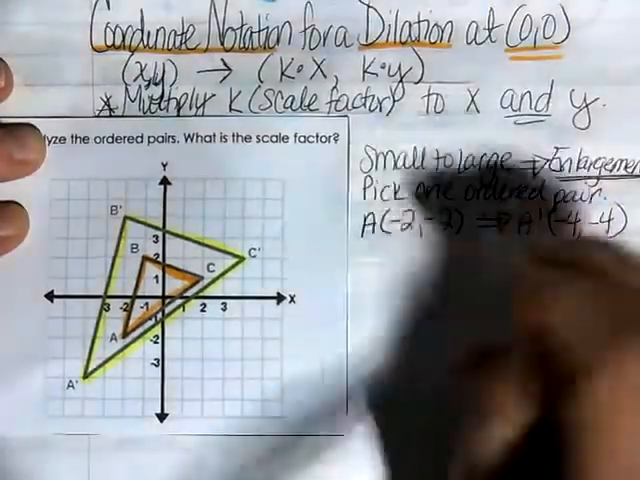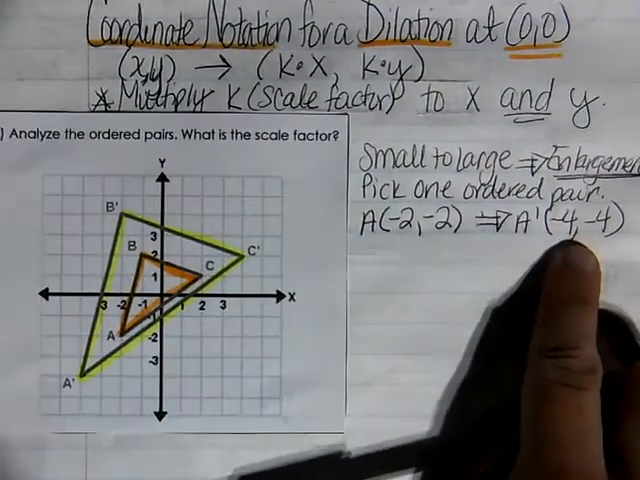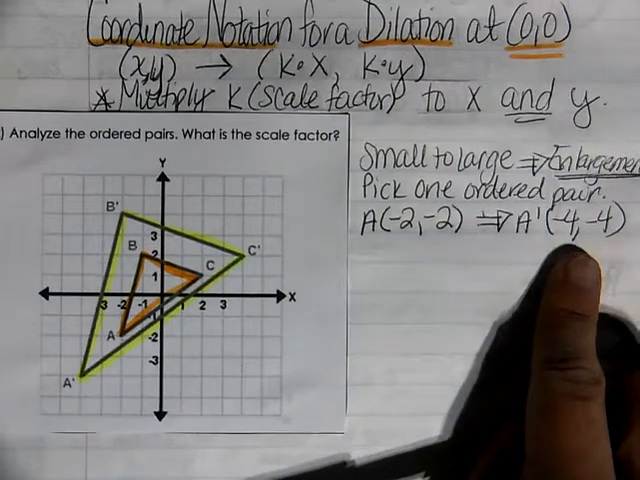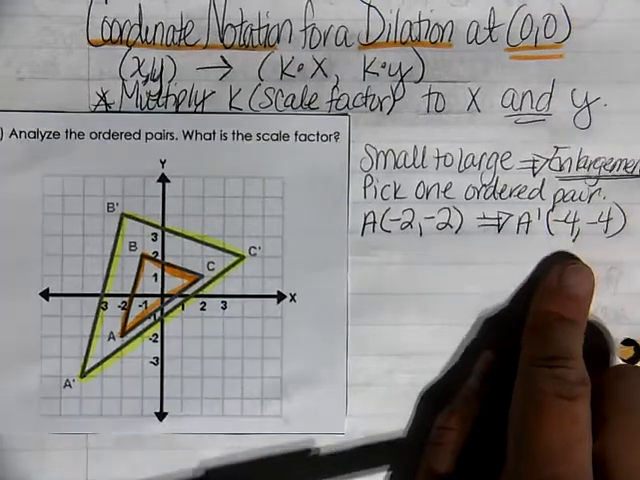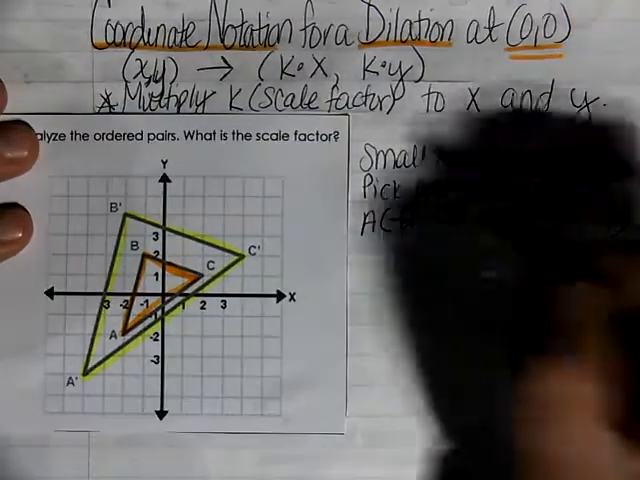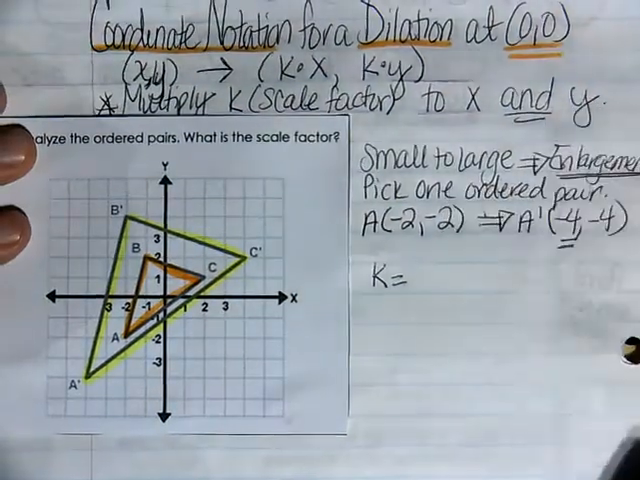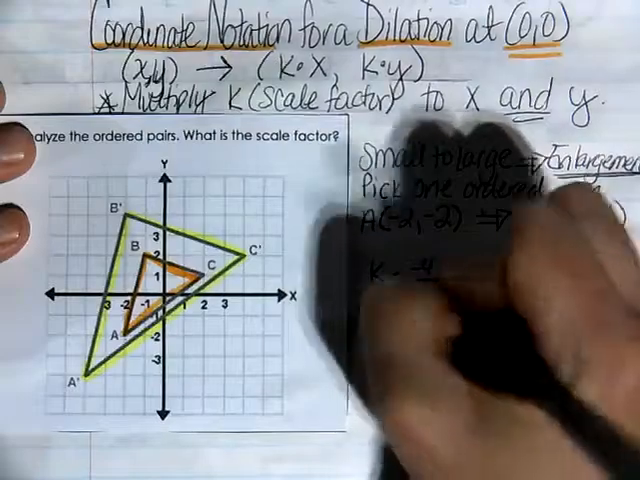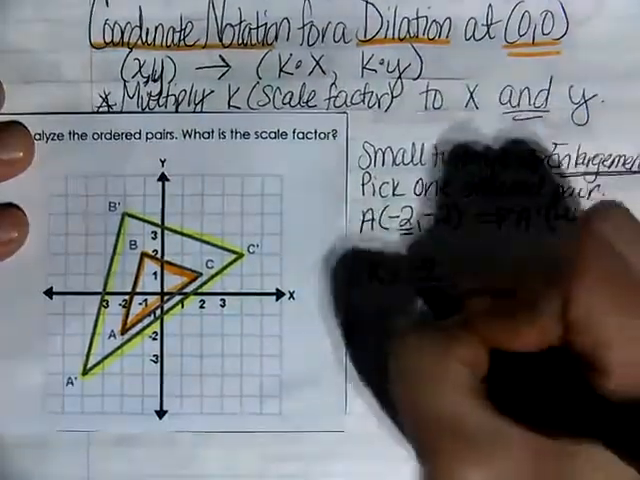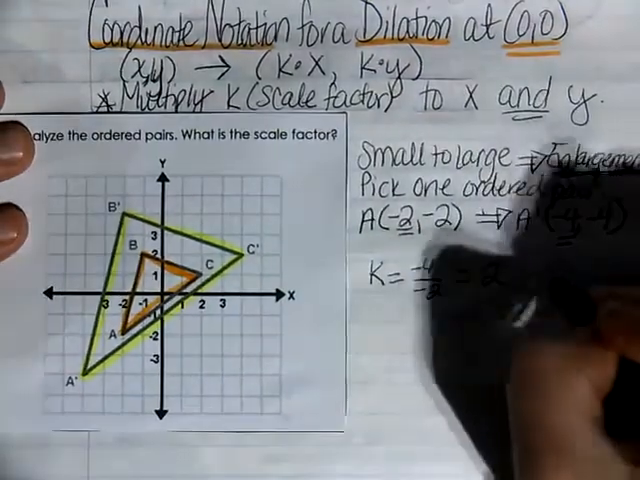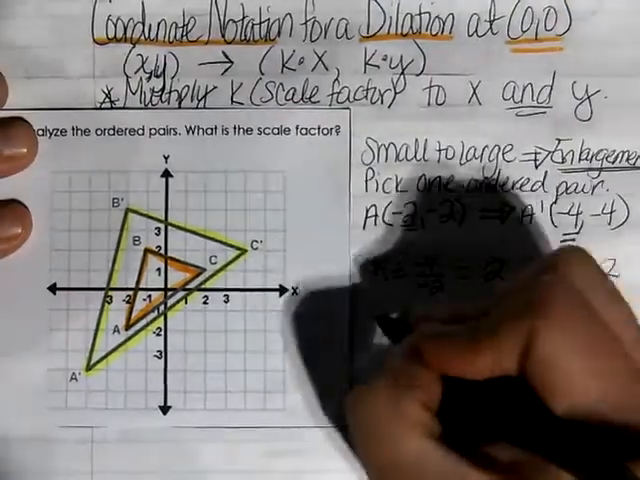So you have to ask yourself, what did you multiply A by to get to -4? Well, it looks like if we had multiplied by 2, we would end up with our answer. So the way to find your scale factor is to take a coordinate of the image, like -4, and divide it by a coordinate of the pre-image. And that's going to equal 2. So our scale factor in this case is 2. You can look at any of the ordered pairs.